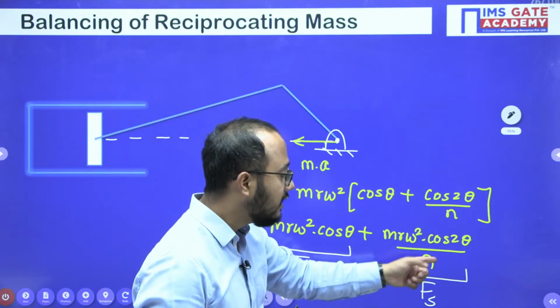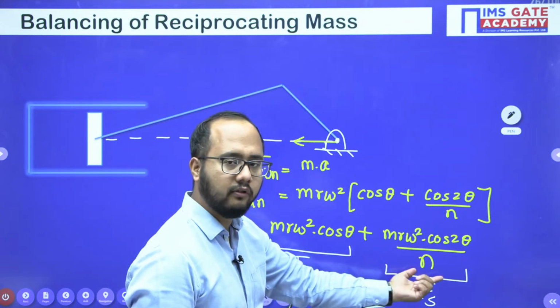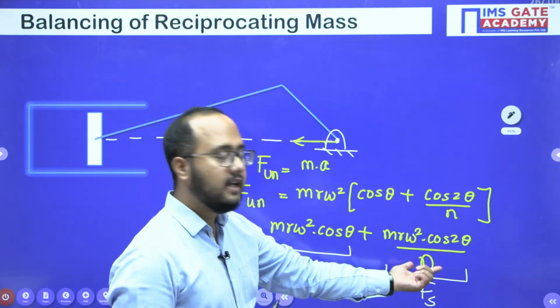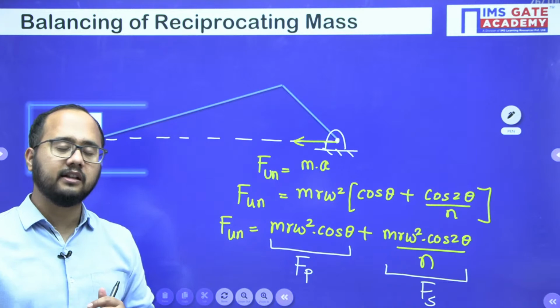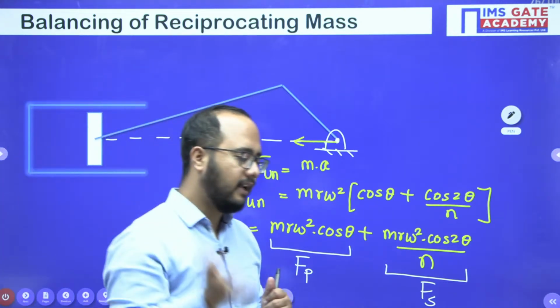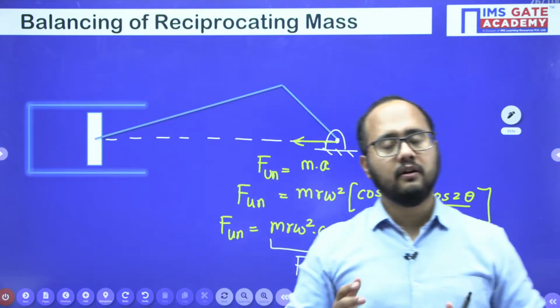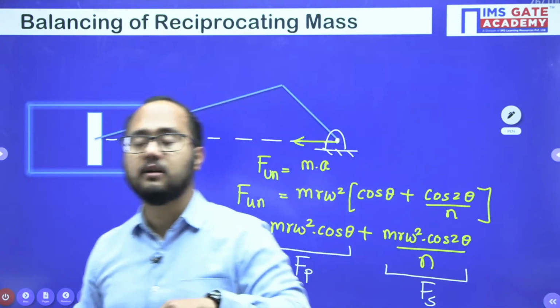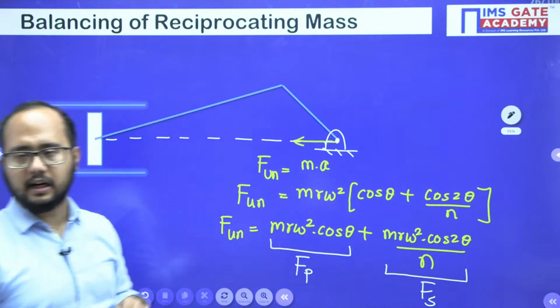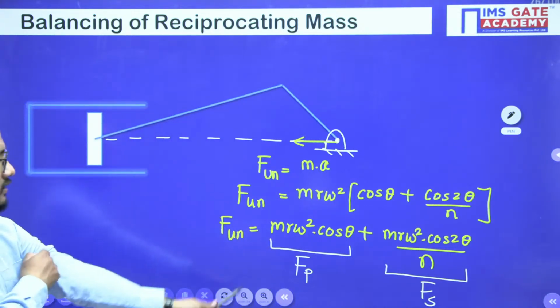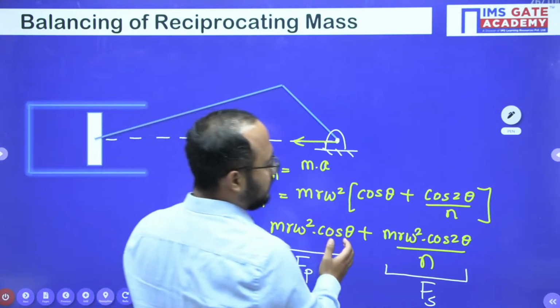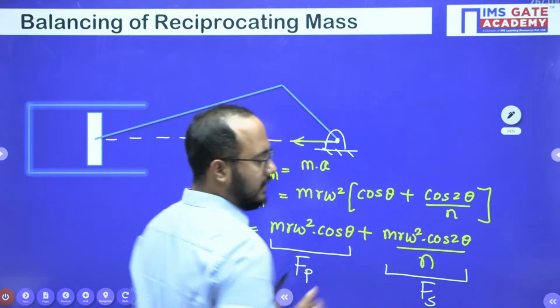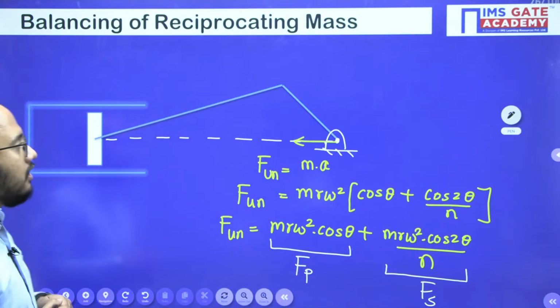Why? If you look at the denominator part, it is n, the ratio of L by R, length of connecting rod divided by the crank radius. The length of the connecting rod is generally very high in magnitude as compared to the length of the crank. So based on the magnitude only we are calling this one primary and this one secondary.